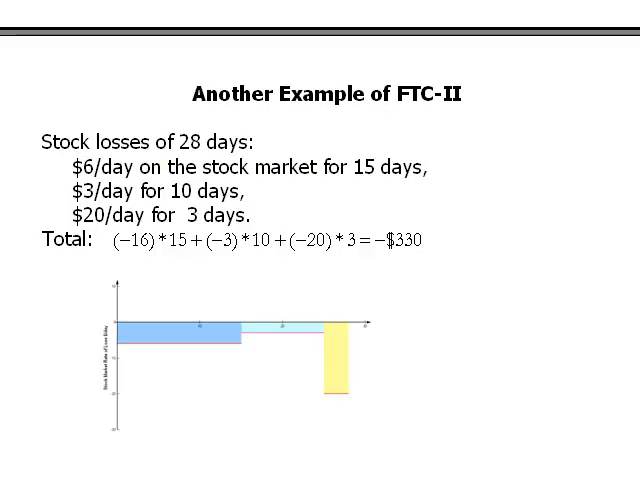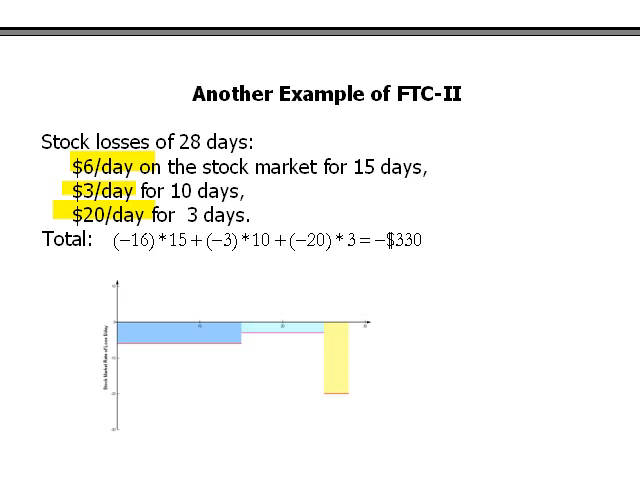I'm going to repeat this whole idea with another example so that hopefully it's clear. Say you had stock losses over 28 days. You lost $6 a day for 15 days. Then you lost $3 a day for 10 days. Then you lost a whopping $20 a day for 3 days. Oh boy. Okay, how much did you lose?